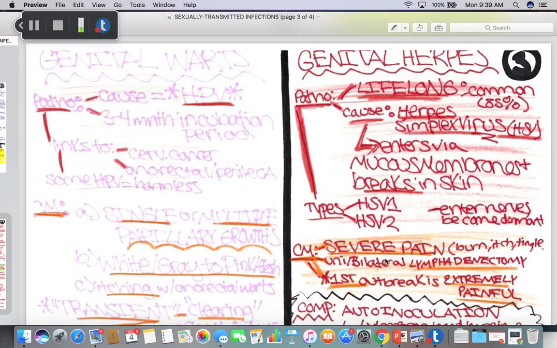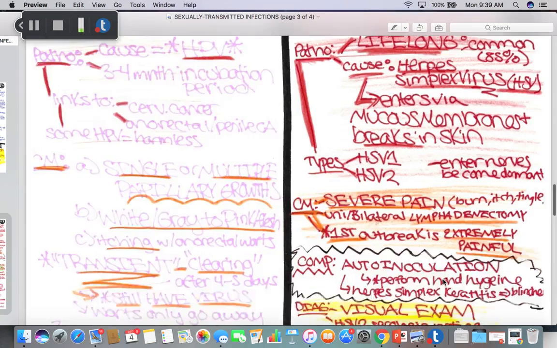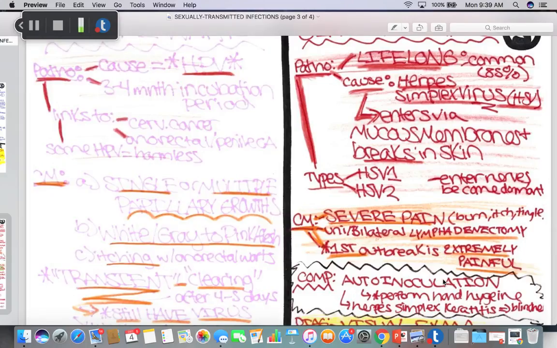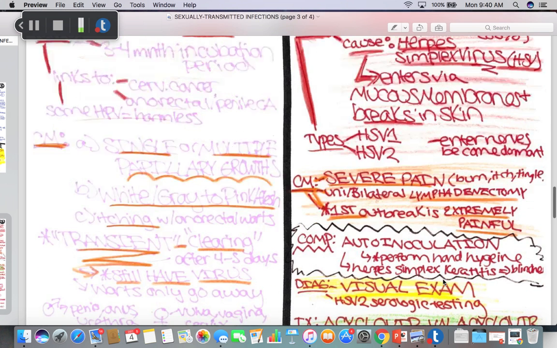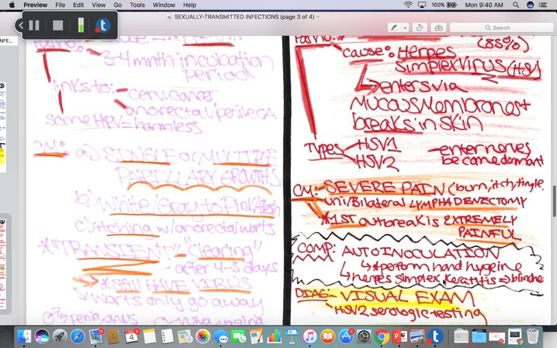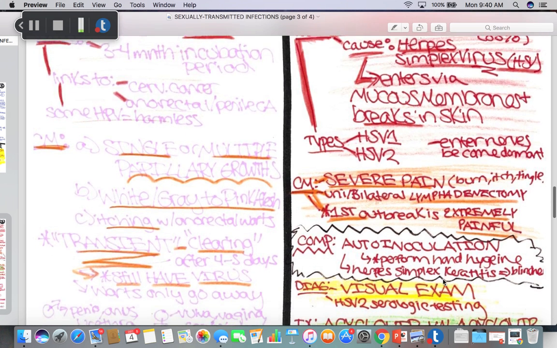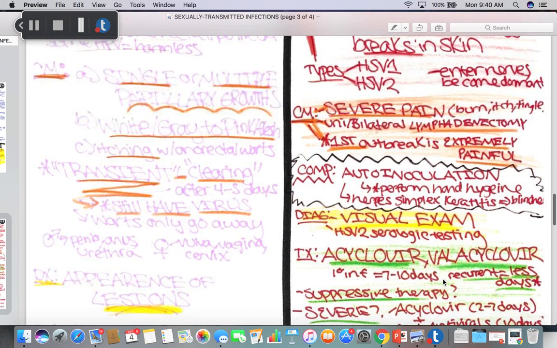Genital herpes clinical manifestations include severe pain, might have burning, itching, tingling. They'll have unilateral or bilateral lymphadenopathy, and the first outbreak is extremely painful. Complications: teach your patient that auto-inoculation is possible, so your patient has to perform hand hygiene. And if you get herpes simplex keratitis, which is in your eyes, this can lead to blindness. Diagnosis is done via a visual exam and HSV2 serological testing.